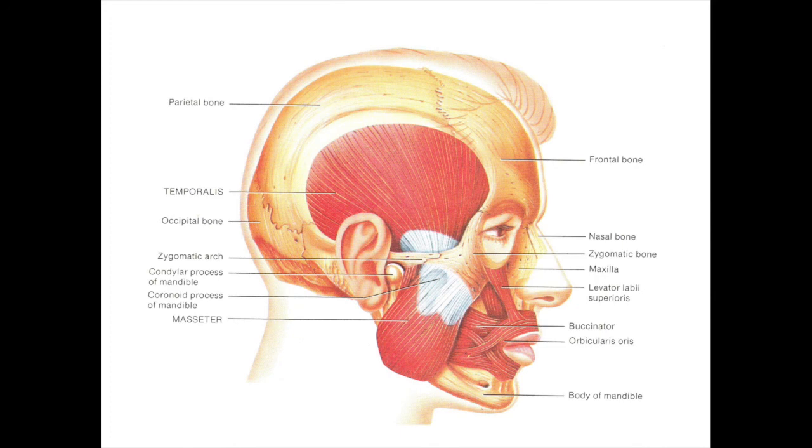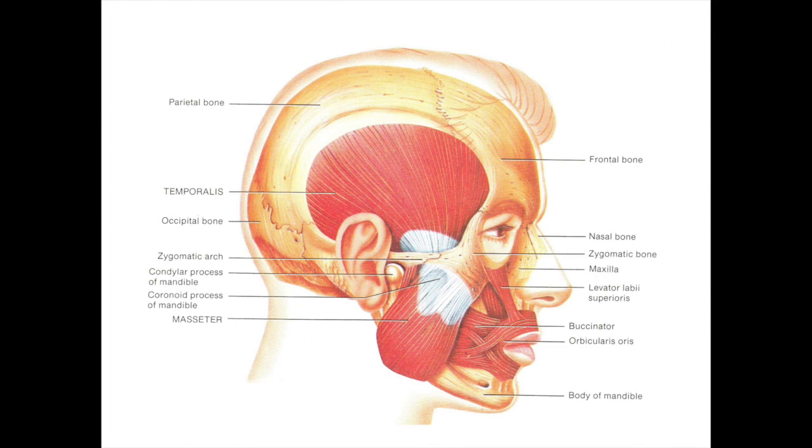The insertion would be the top of the rising ramus of the mandible, so the top portion of the mandible, specifically not where we have the mandibular joint, but just anterior to that, that coronoid process of the mandible. So it tucks in behind. And that will start to connect the midface and the lateral portions of the midface to the shape of the head. You also have the masseter muscle.